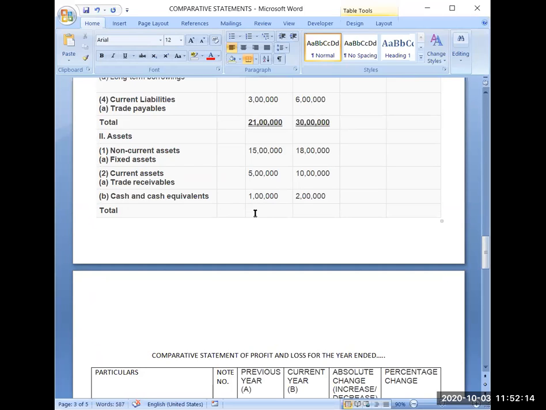Now if I will total it, it will be 21 lakh. Now you can see assets and liabilities are equal. Your liabilities were also 21 lakh and assets are also 21 lakh. Same way it will be 30 lakh. Again your current year assets and liabilities are equal. So this much information you are getting from the question itself. It needs to be copied only. I hope till here it is clear.